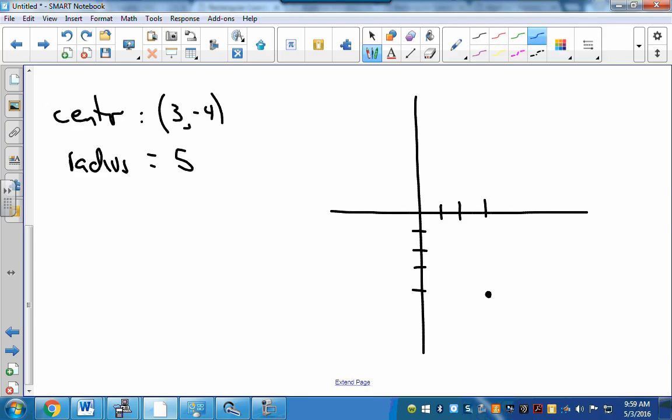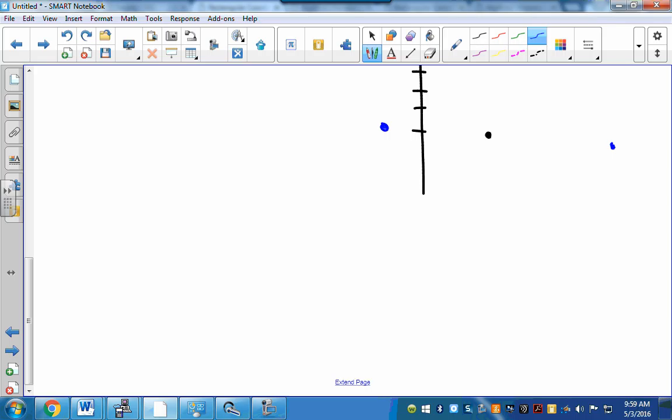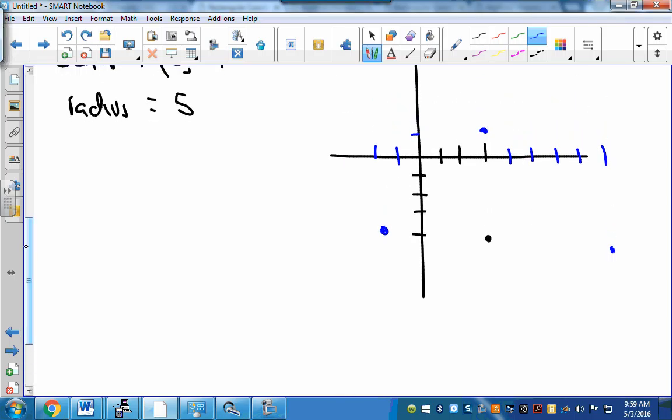So I would go up 5, 1, 2, 3, 4, 5. There's a dot there. I would go over 5, 1, 2, 3, 4, 5. There's a dot there. I go over 5 to the left, 1, 2, 3, 4, 5. There's a dot there. And I would go down 5. If I extend my page a little bit. 1, 2, 3, 4, 5. There's a dot there. Okay, so from the center point, I've gone 5 units up, down, left and right. And somewhere in here, there's a circle looking like this.